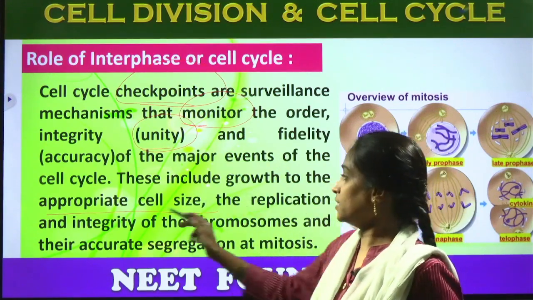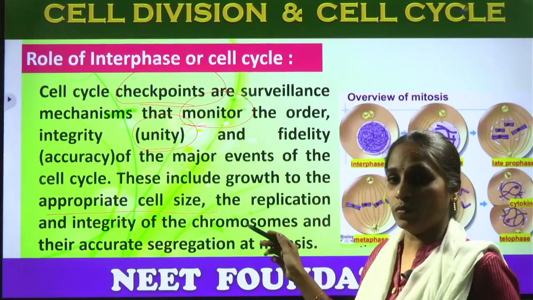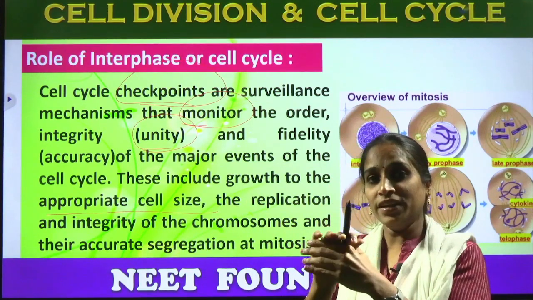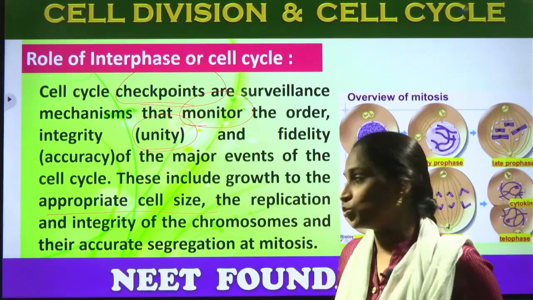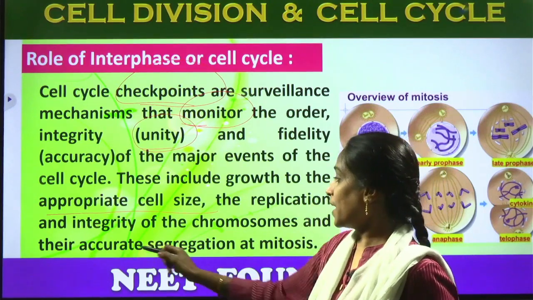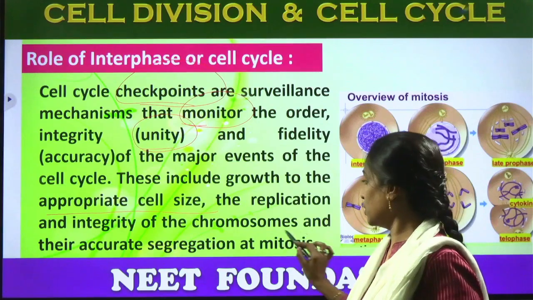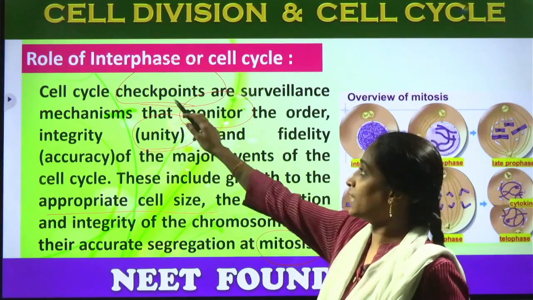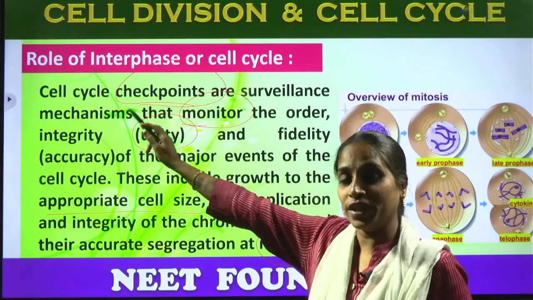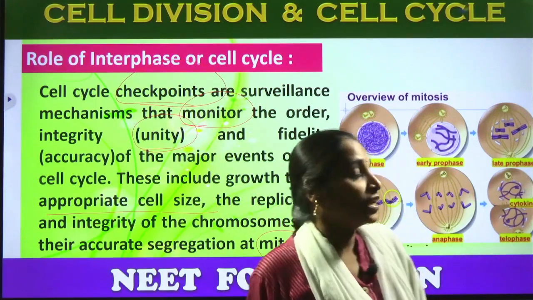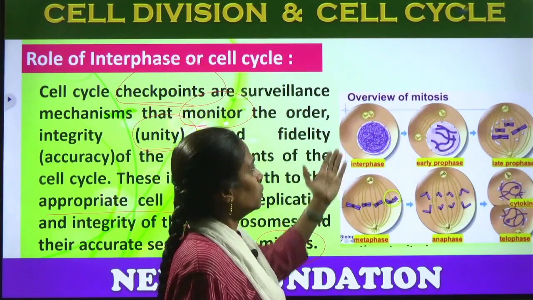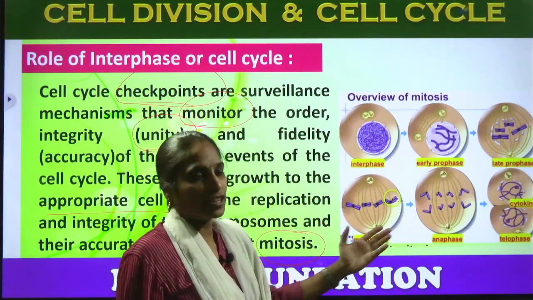So the replication and integrity of the chromosomes, and their accurate segregation at mitosis. Then only the mitosis begins, until the checkpoints do their complete work. Okay, let us see in the picture what is given. So the overview of the mitosis.